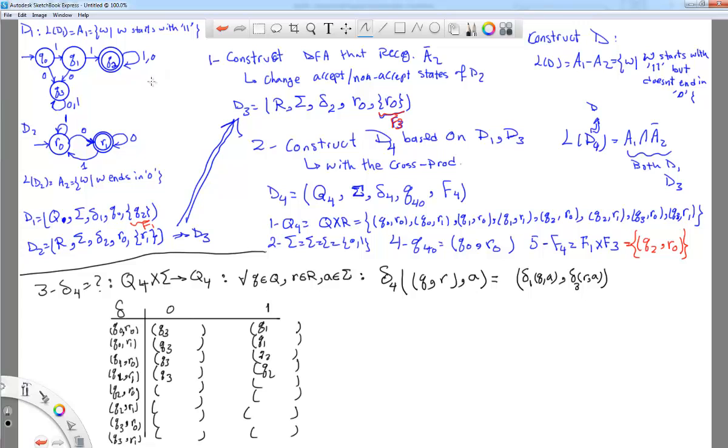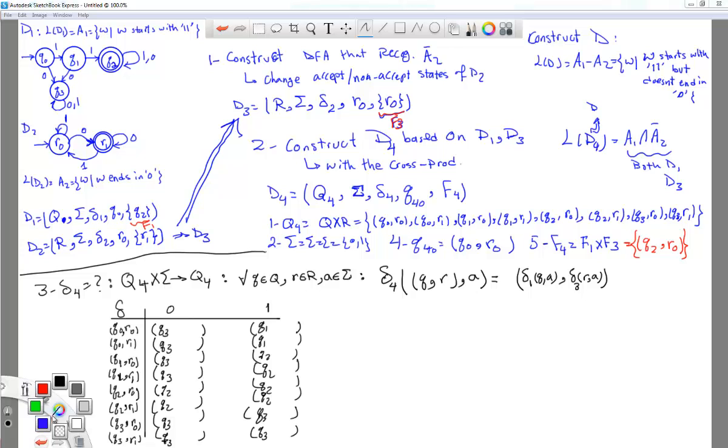Q sub 2 with 0 and 1 stays in Q sub 2, so these stay in Q sub 2. And then Q sub 3 for 0 and 1 both stays in Q sub 3. So these are going to stay in Q sub 3 for both 0 and 1, and these are going to stay in Q sub 3 as well. So that does the first machine.